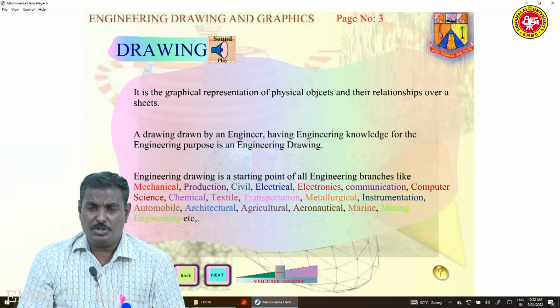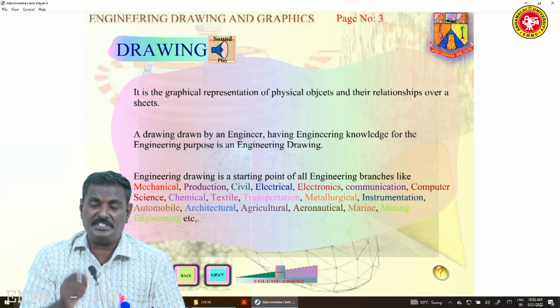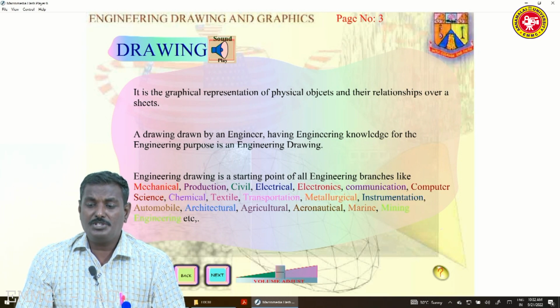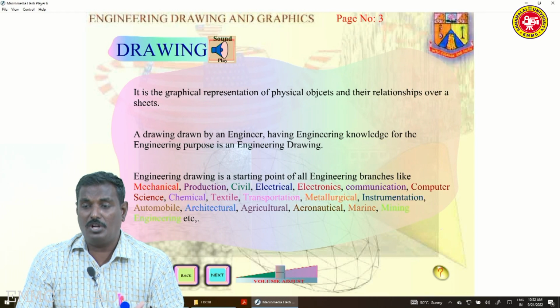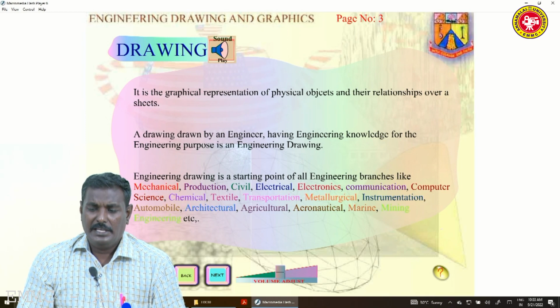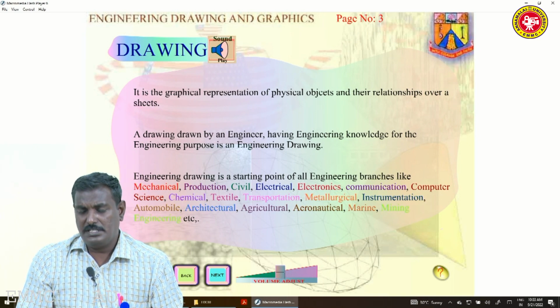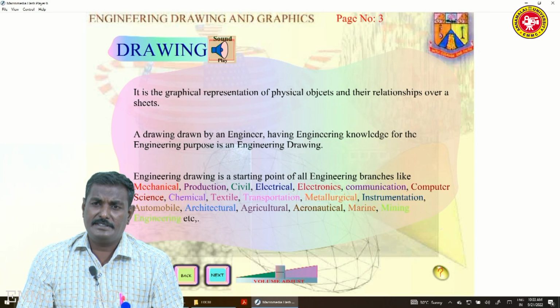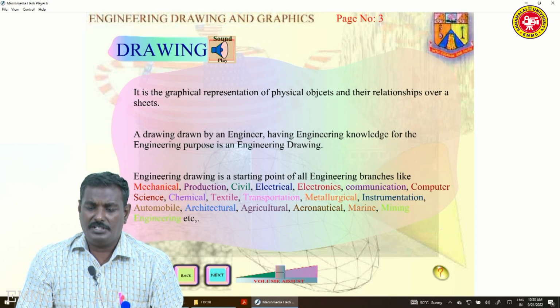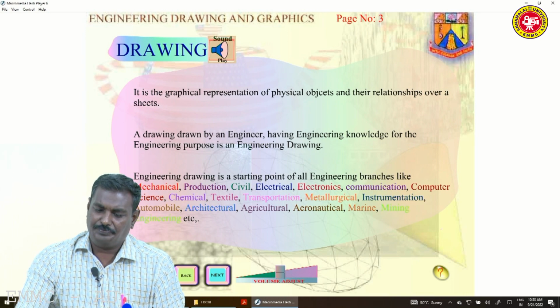It is also named drawing. Why? Because it is a graphical representation of physical objects and their relationships over the sheets. A drawing drawn by an engineer, having engineering knowledge, for an engineering purpose is an engineering drawing. This drawing is the starting point of all engineers. Those who join engineering branches like mechanical, production, manufacturing, civil, electrical, electronics, communications, computer science, chemical and textiles must learn this subject.